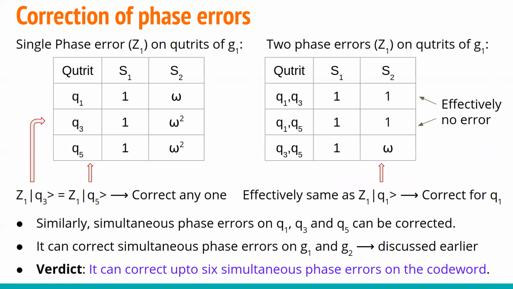Similarly, we can show it for three simultaneous errors as well. And this we are showing for the set G1. You can equally try it out on set G2. So for each set, three simultaneous phase errors can be corrected. And we already argued previously that since the stabilizer partitions the set, if both the stabilizers are non-unity, that means phase error has occurred on both of them. So simultaneous phase errors on both the sets can be corrected. Simultaneous phase errors on each set can be corrected. So we claim that this QACC can correct up to 6 simultaneous phase errors on the code word.